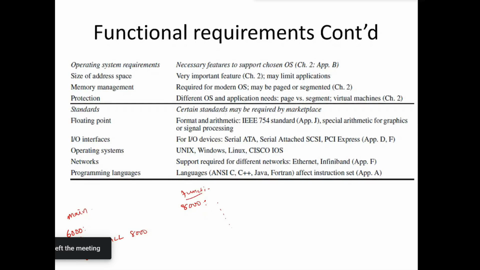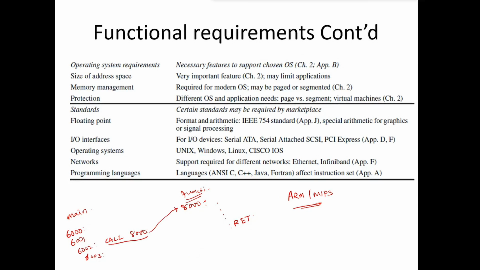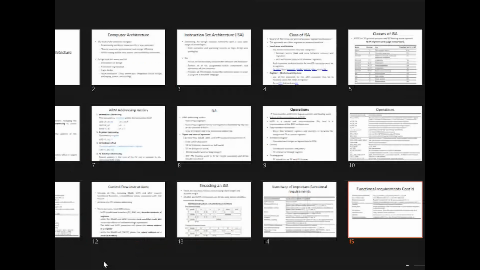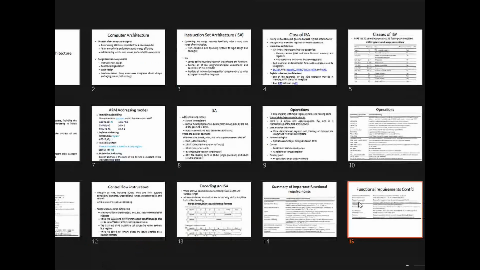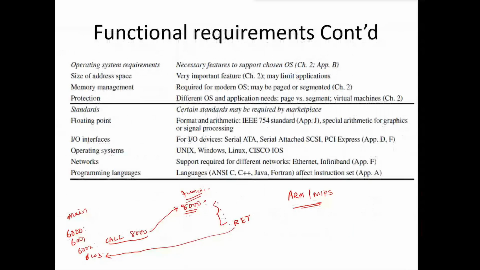Every function has to end with a return statement. Now, what ARM and MIPS are doing is, when this instruction is going to execute, the control is going to transfer here. When the control is transferred, after executing all of those, it has to return to the address 6003. It has to return to the address 6003.